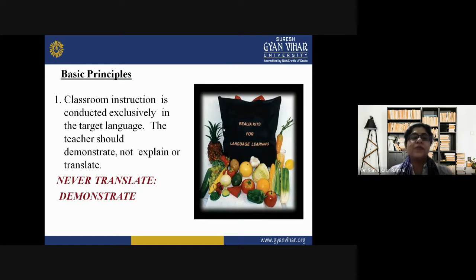So this is the basic principle of instruction, that when the teacher is teaching, it should be in the target language only. The teacher should demonstrate that target language fluently, so that students are also motivated and interested in learning the target language. The target language is the English language. So never translate, demonstrate. This is the basic principle.